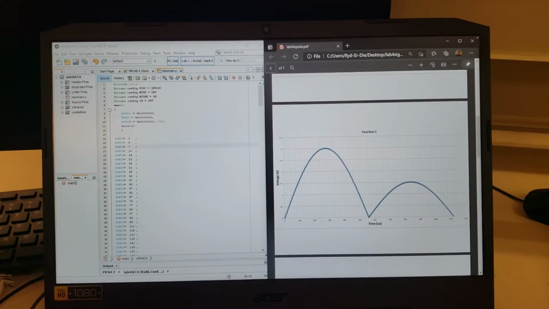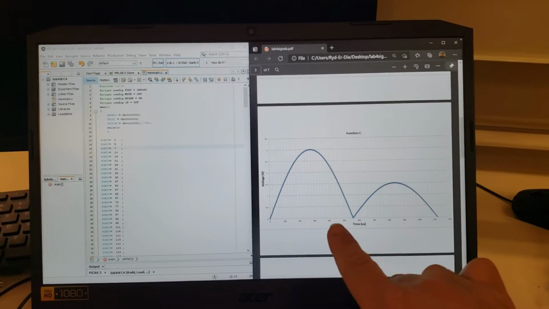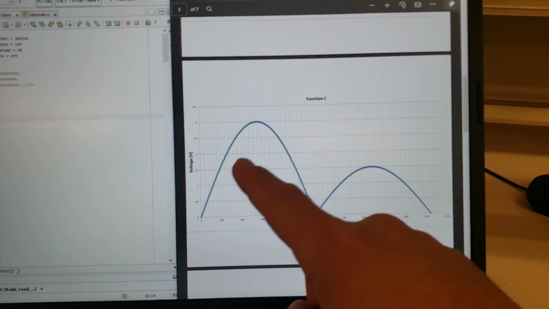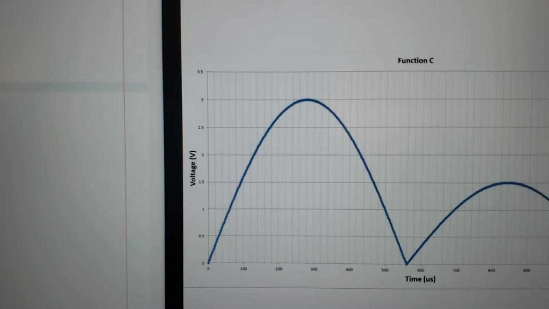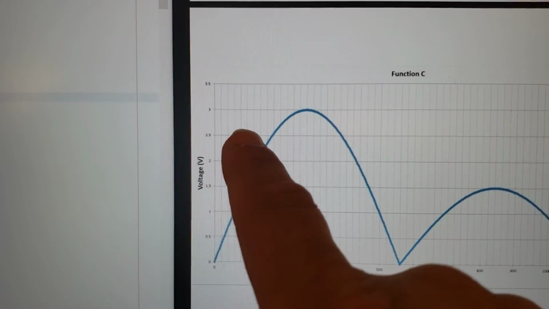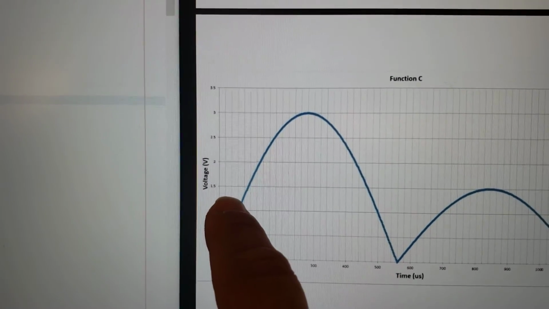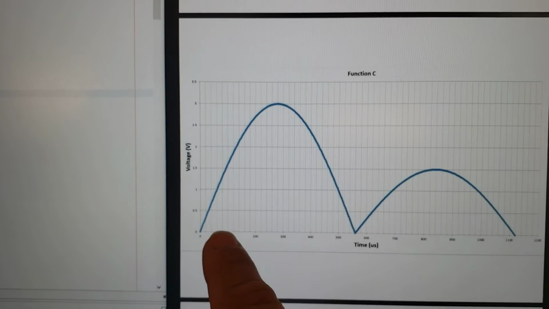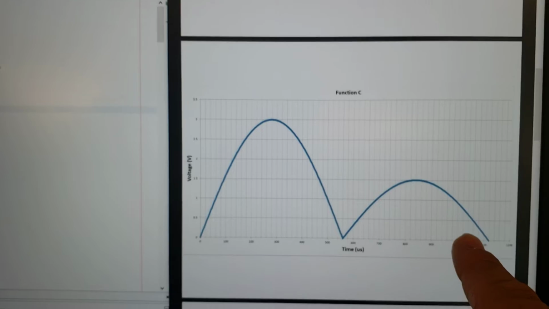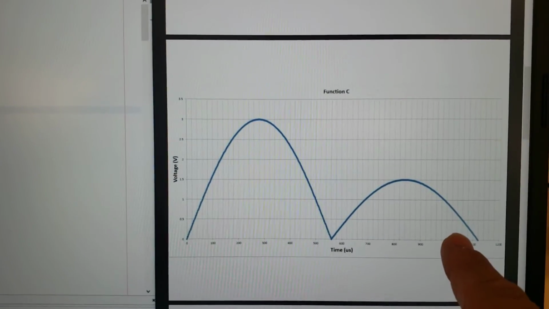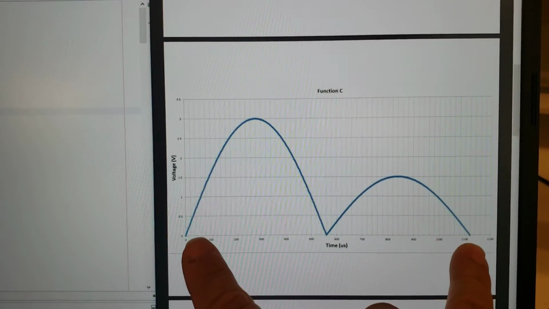In this section, we were tasked with synthesizing the waveform shown here on the right, consisting of two sine waves, 180 degrees of each sine wave. The first with amplitude of 3 volts, second with amplitude of 1.5 volts, both duration of 560 microseconds each, with a total duration of 1,120 microseconds for the period.